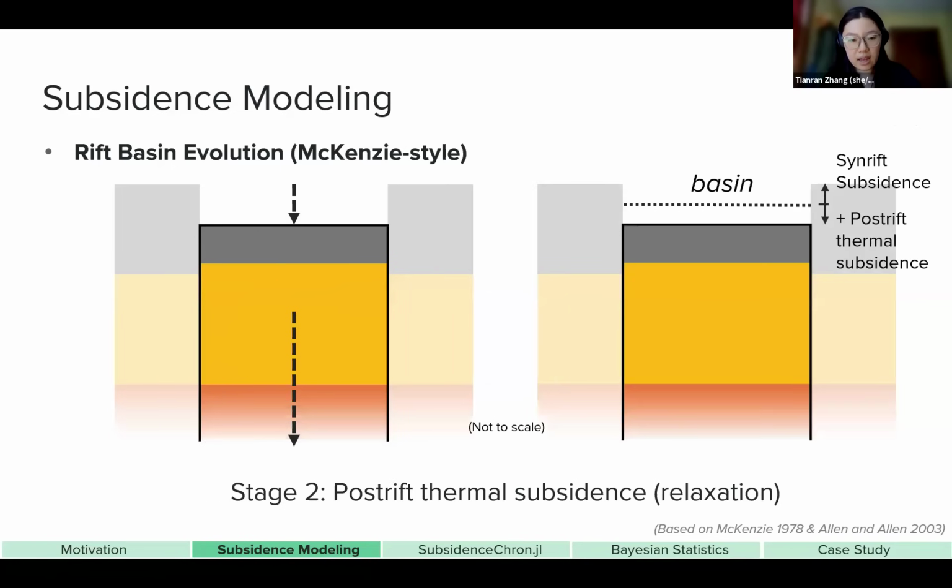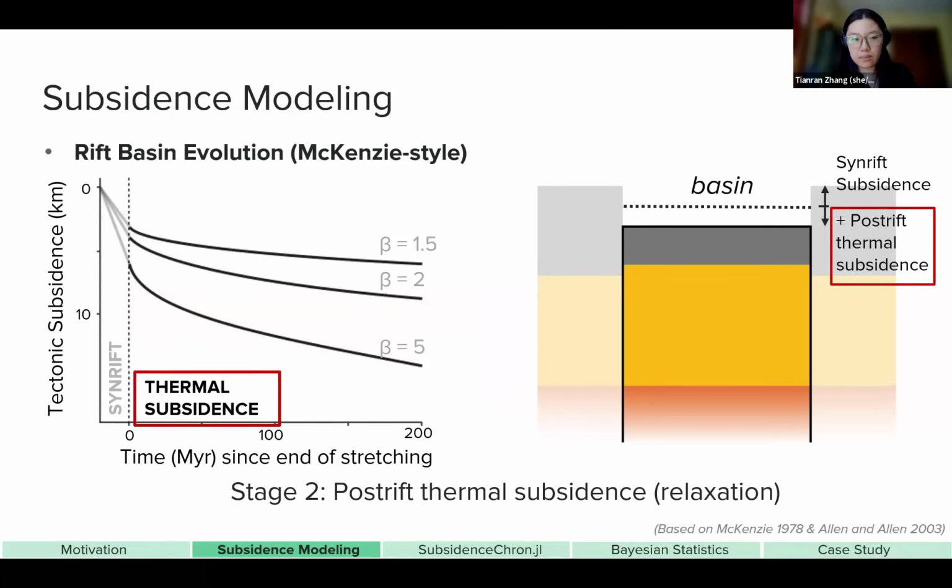And so that basically constitutes the second stage of the rift basin evolution, where you see this post-active rifting phase of thermally driven subsidence happening in the basin. And so at the end of the lifespan of the rift basin, you basically see that the combined space created in the basin is in part the syn-rift subsidence, and in part the post-rift thermal subsidence.